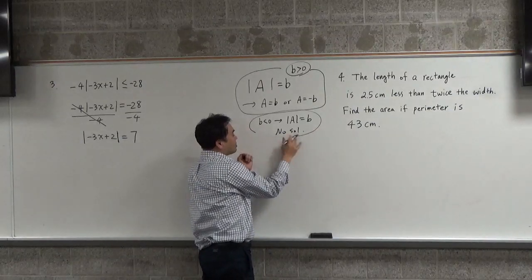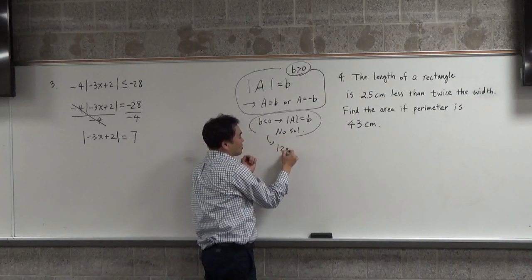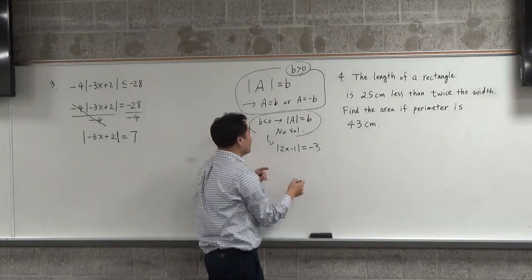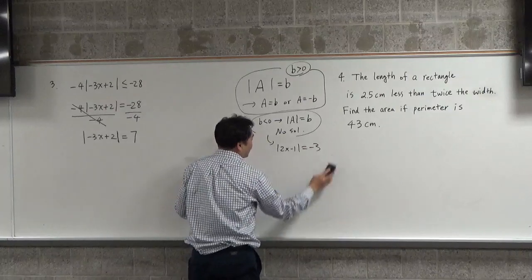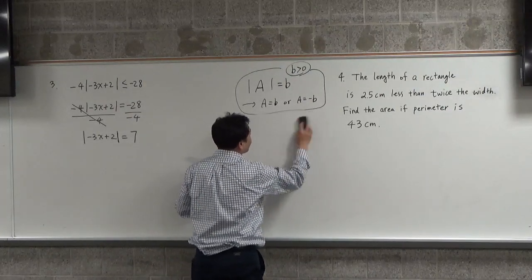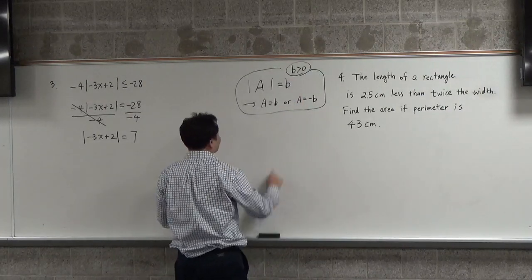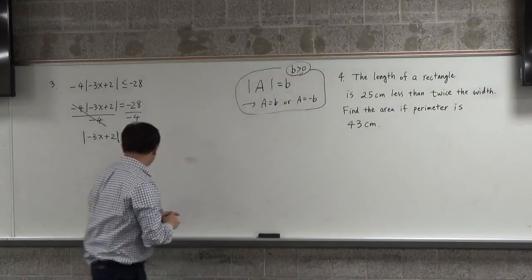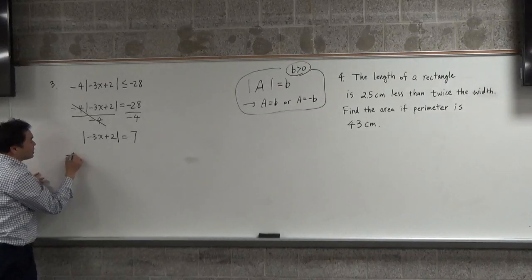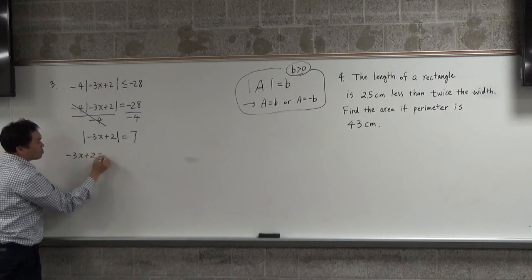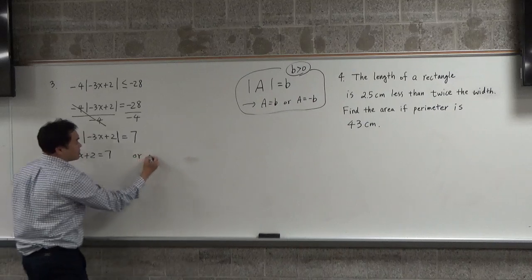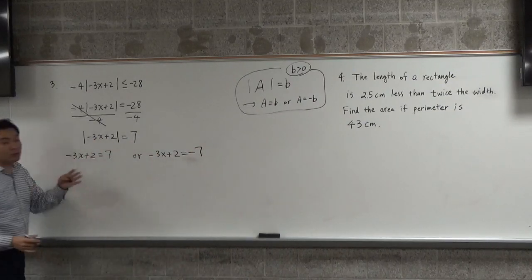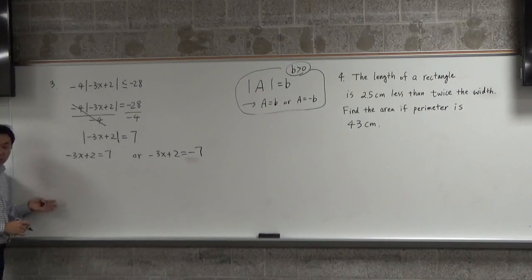So an example of this would be if you have the absolute value of 2x minus 1 equals -3. Does this have a solution? No. All right, but usually that doesn't happen, so assuming that you have a positive, just make sure that whatever you get here, you put plus and minus, right? So we're going to say -3x plus 2 has to equal 7, or -3x plus 2 equals -7. Two cases. And you get answers for each.